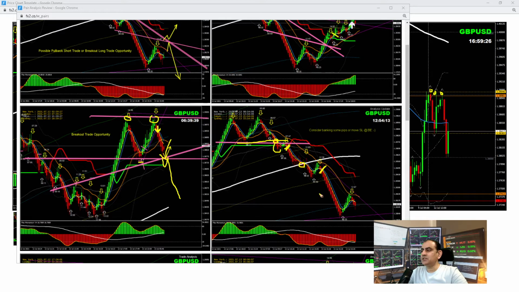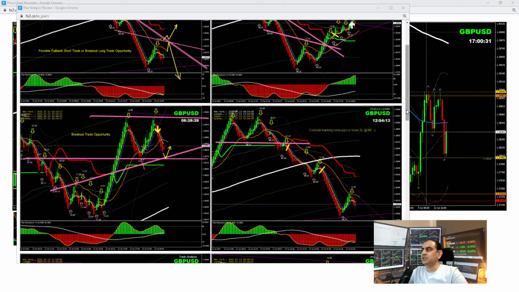So you can see here such a beautiful short trade. Based on the momentum, we're really enjoying it. Pullbacks bank beautiful pips on pound dollar in the London morning session.